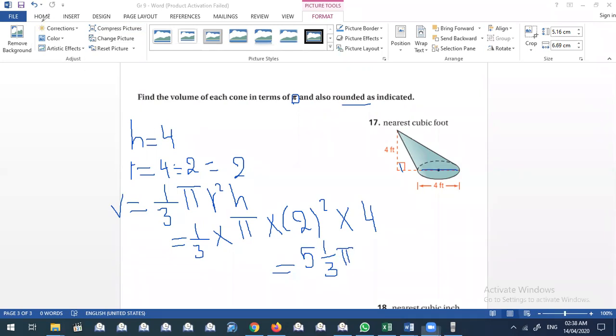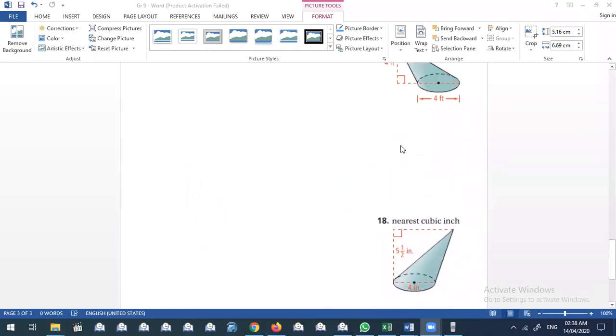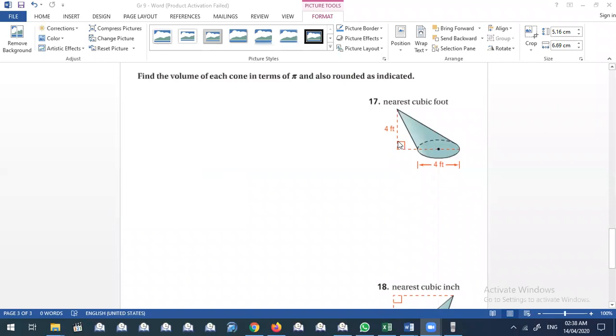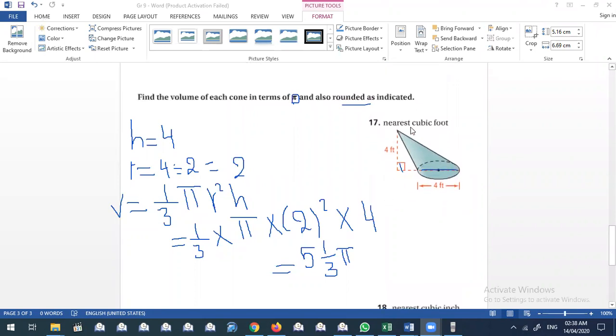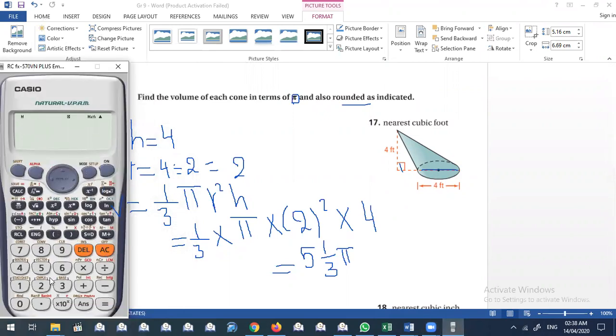Another question in this part. Here, in question number 17, to the nearest cubic foot, we need to round, no problem. We are going to round like that. Times pi. Shift, ST, round to the nearest cubic foot, to the nearest whole number. 16.7 will be 17. So it equals approximately 17 cubic feet.